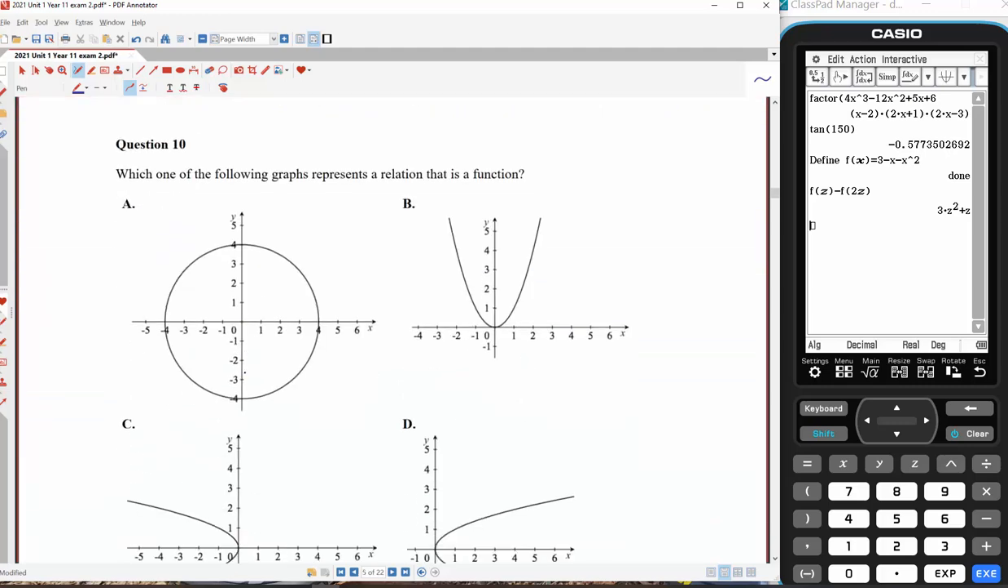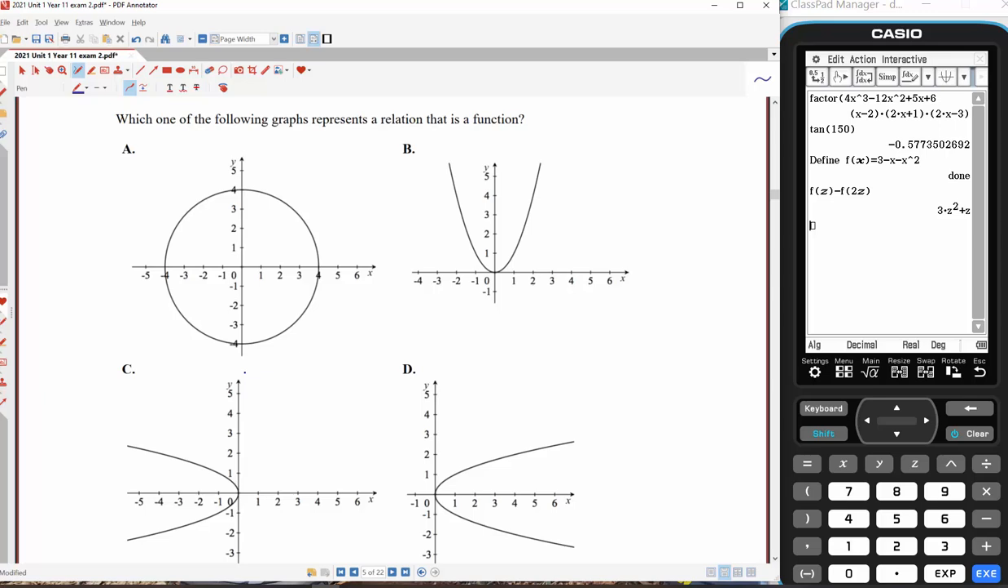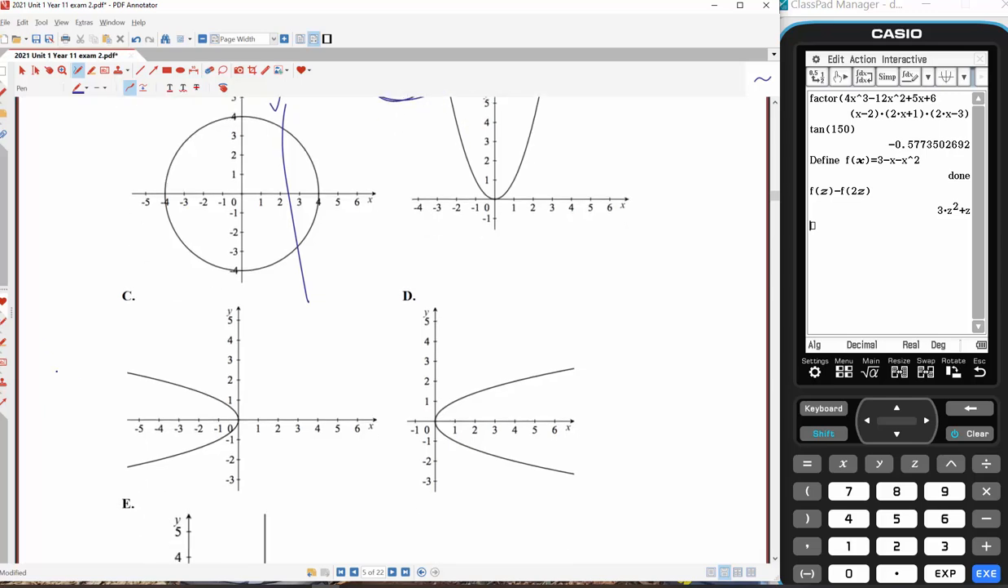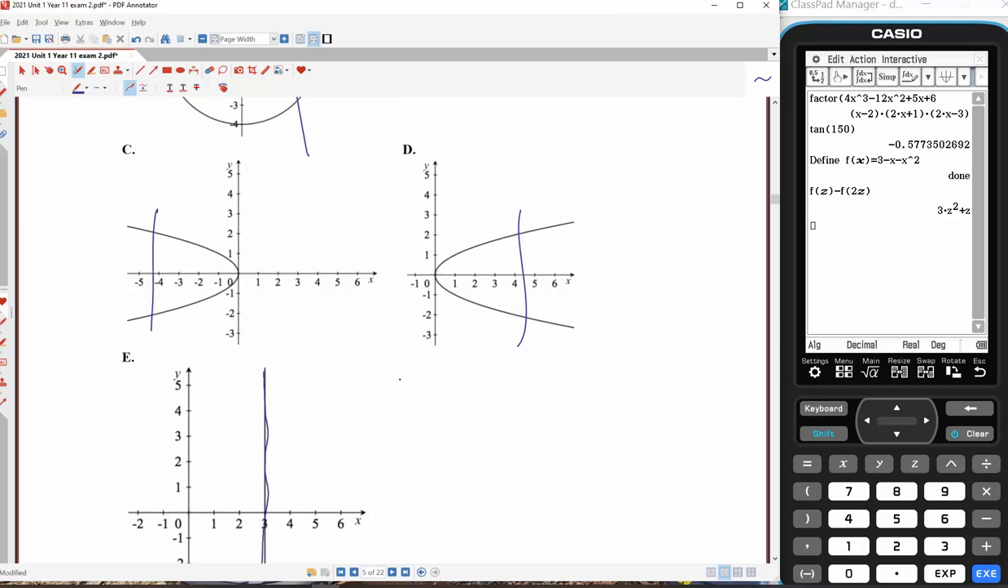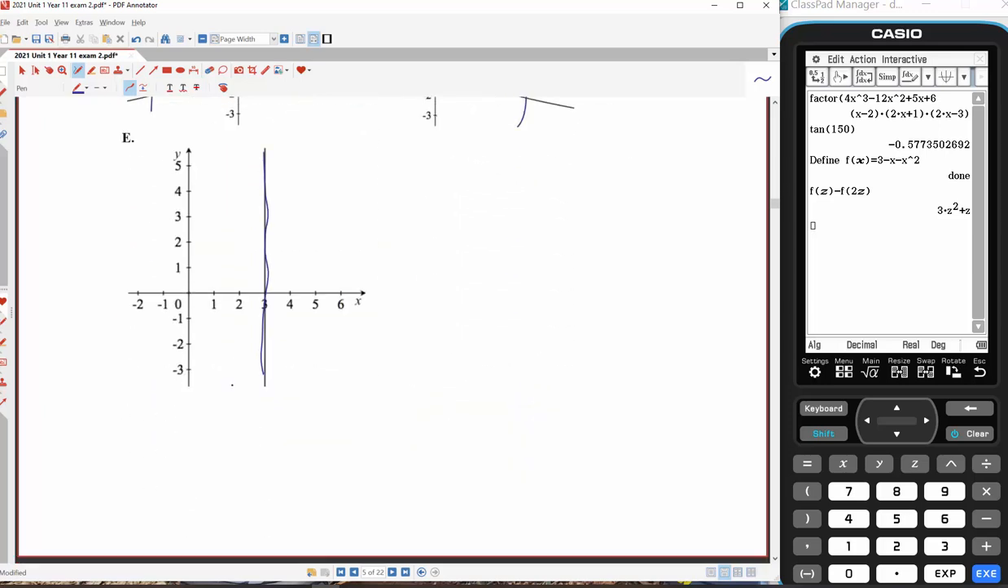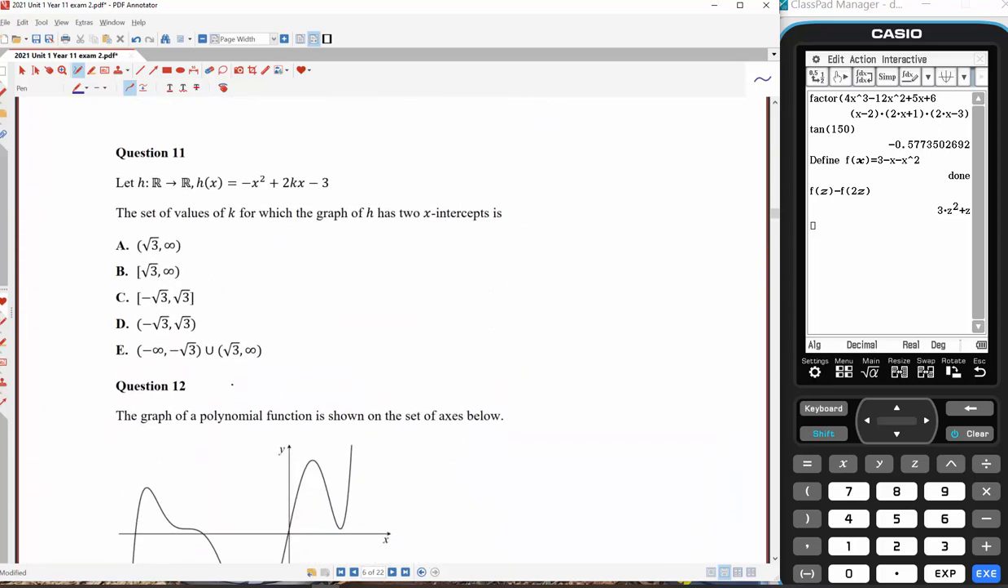Okay, which one of the following graphs represents a relation that is a function? Okay, so this is a relation, but it's not a function because it fails the vertical line test. This is a relation that is also a function. So that's our answer. This one here fails the test, and this one here is a linear, but it's not a function because the vertical line passes through infinite number of points there. So B is our answer. Right, so halfway there, 8.5 minutes gone, not bad.